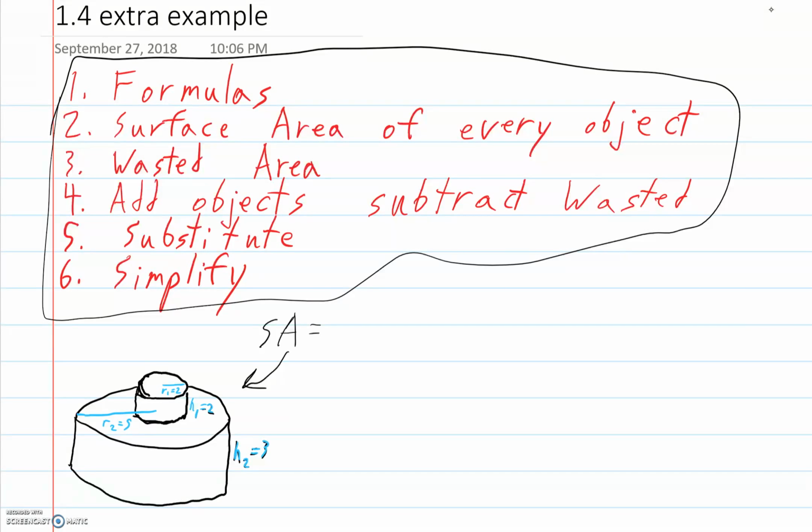So first of all, you need to find whatever formulas you need. For example, the area of a rectangle would be length times width. But in our case, we have the area of a circle, which is pi r squared, and we have the side of a cylinder, which is 2 pi RH.